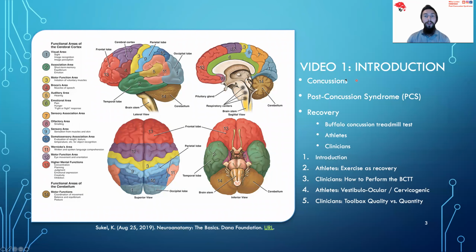So today, we're looking at video 1 in a 5-part series talking all about the brain, specifically focusing on concussions and post-concussion syndrome. We're also going to talk about recovery and things like the Buffalo Concussion Treadmill Test. And these videos are going to be geared towards athletes and clinicians. So some will be geared towards athletes, some will be geared towards clinicians, and it'll be explained for everyone.